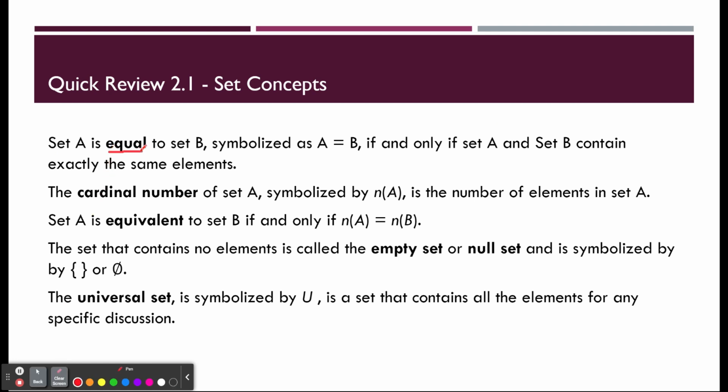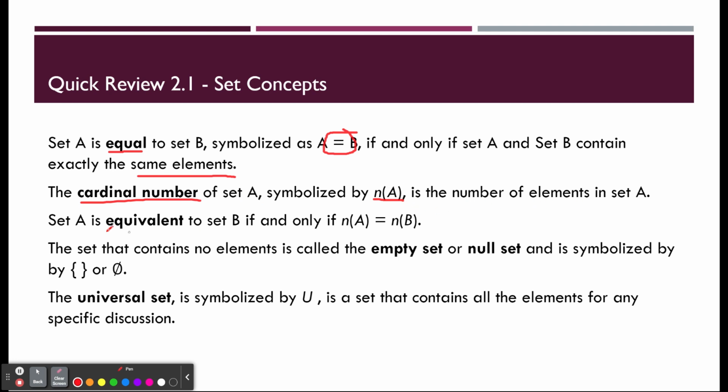Set A is equal to set B. We put an equal sign, obviously. You've seen those before. They contain the exact same elements. Doesn't really matter the order. A couple of you on your quiz said that a response was false because the order was different, but the order doesn't really matter. Cardinal number of set A is symbolized by this N and then A in parentheses.